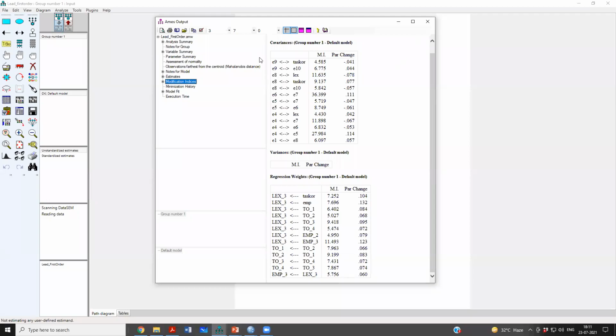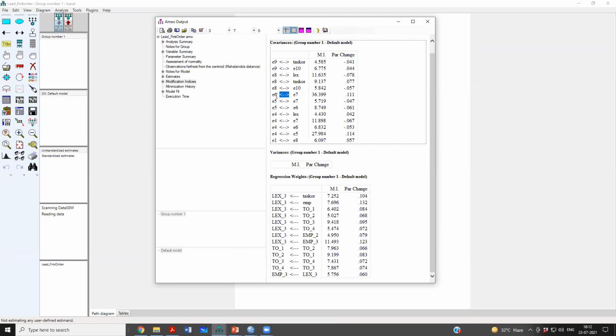So now what this table is telling us is that we need to look at the path suggested by the software where you are getting the highest modification index. Now, what does this modification index mean? What is it saying? It is saying that if you covary, why covary? Because of the double direction arrow.